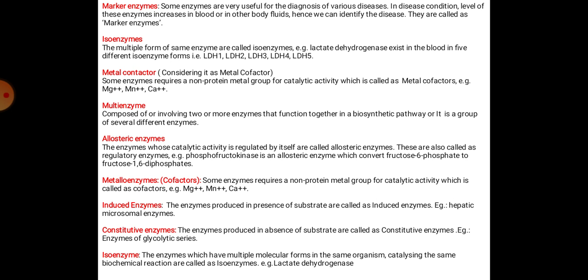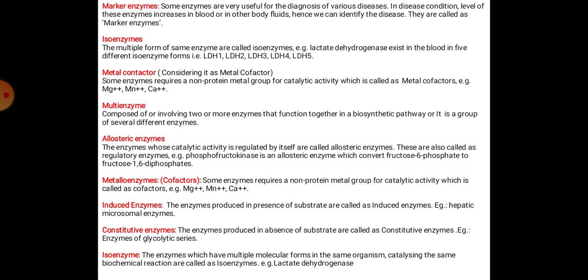Second is isoenzyme. The multiple forms of the same enzyme are called isoenzymes. For example, lactate dehydrogenase exists in the blood in 5 different isoenzymic forms. Next is metal cofactor. Some enzymes require a non-protein metal group for catalytic activity, which is called a metal cofactor. Then multi-enzyme: composed of or involving 2 or more enzymes that function together in a biosynthetic pathway, or a group of several different enzymes.